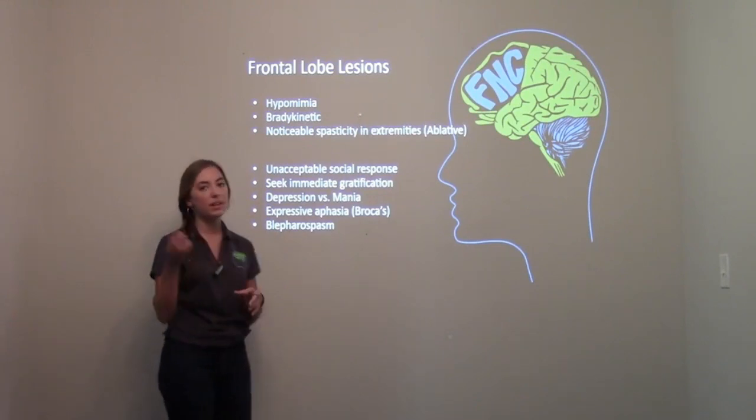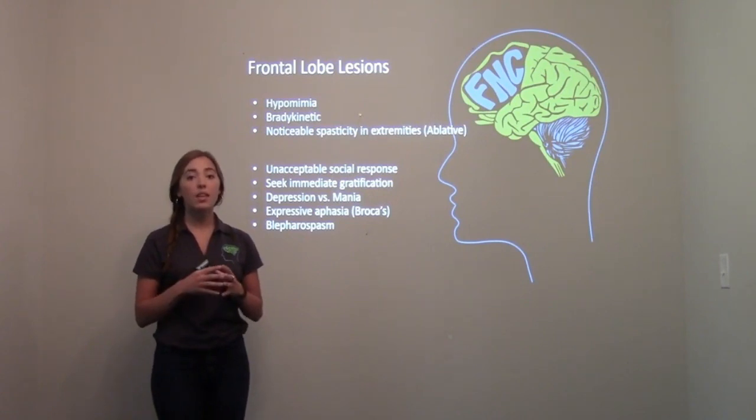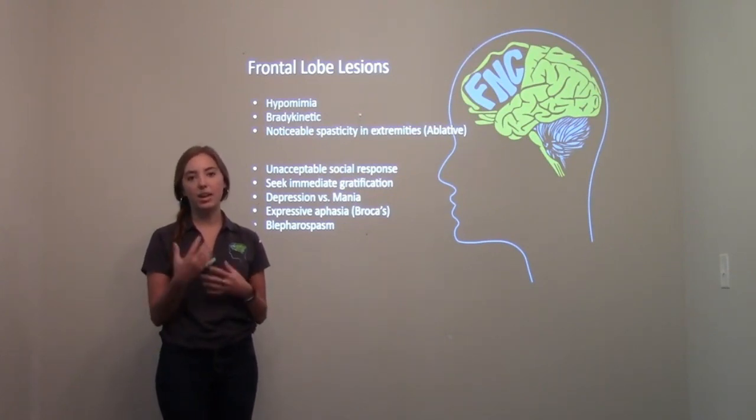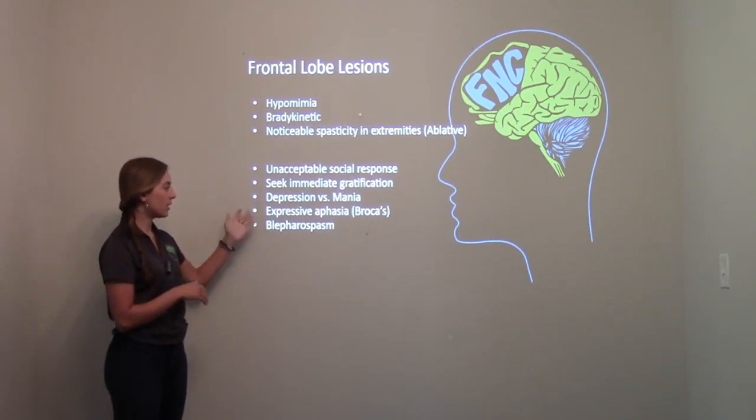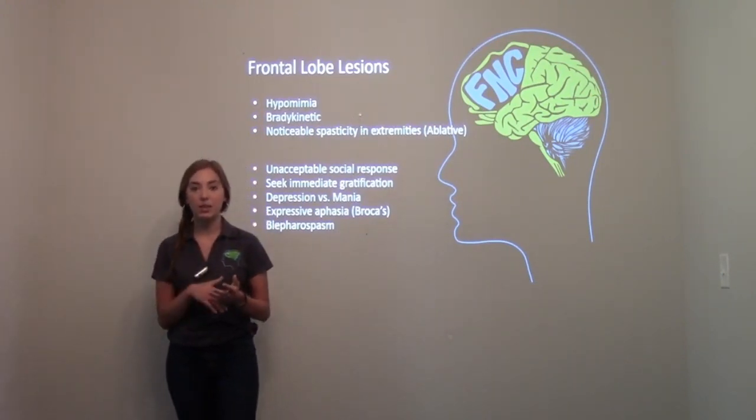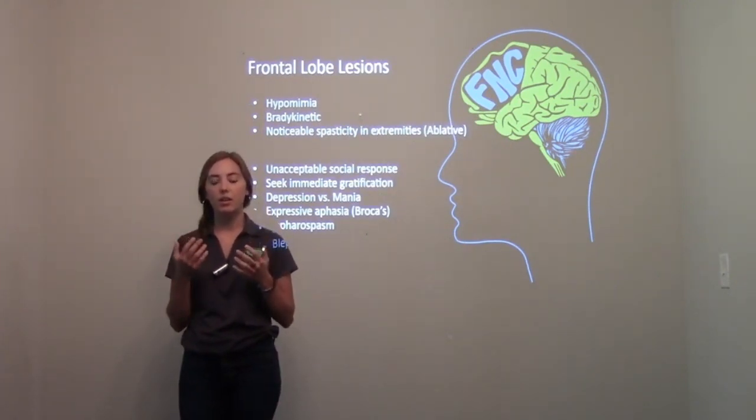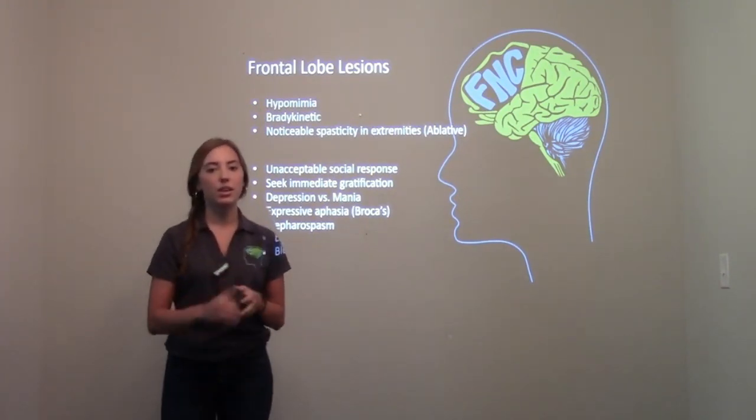Our Broca's area lies in the frontal lobe, and so expressive aphasia is when the patient can understand things, but they don't have fluency in their words. They aren't able to speak really well. So that's one condition that you might see, as well as blepharospasm. This is something definitely to look for in your concussion patients or anyone who had a TBI, because this is just going to be an involuntary blinking or eye spasm, and it's something that clinically we associate a lot with the frontal lobe.